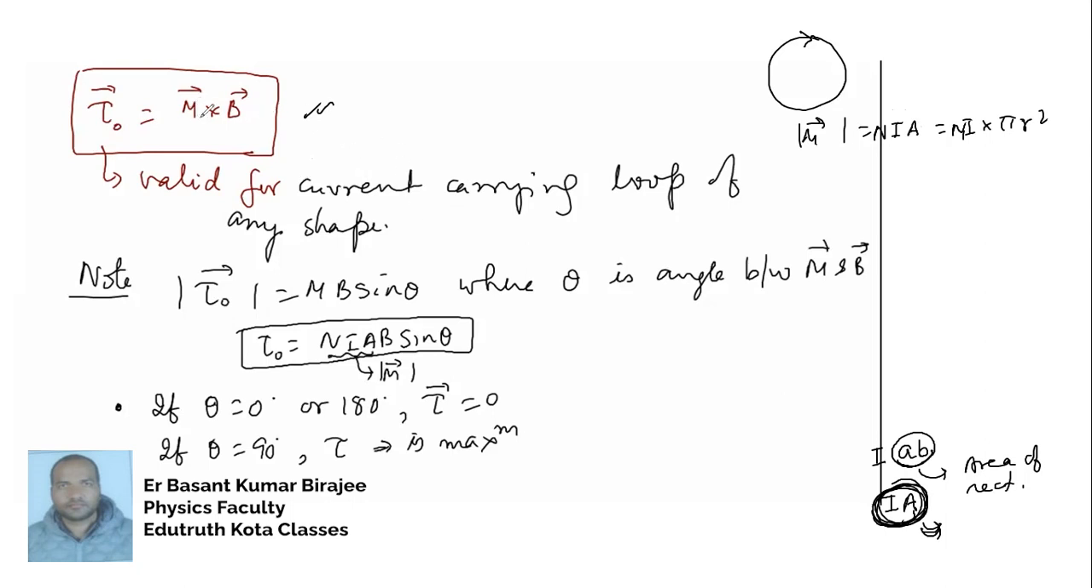And see here, our torque is the cross product of magnetic moment and magnetic field. So what will be the magnitude of this cross product? This is simply the magnitude of the first factor and the magnitude of the second factor times the sine of the angle between them. Here theta is the angle between the magnetic moment and the magnetic field. See, what will be the direction of the magnetic moment of this loop? Yesterday, we discussed this.